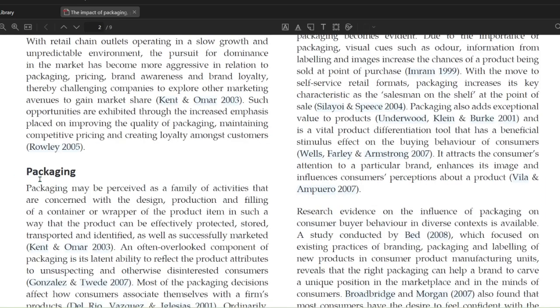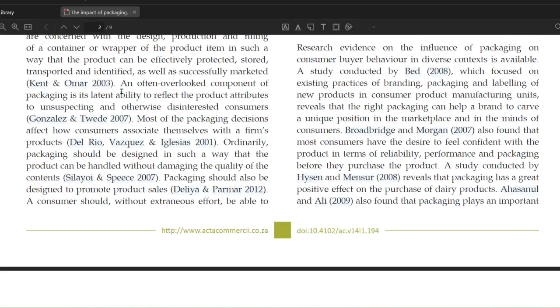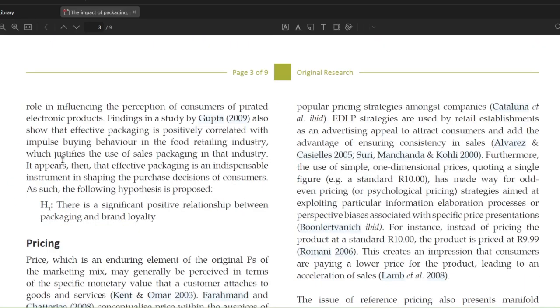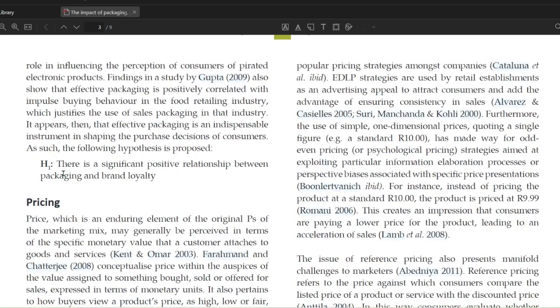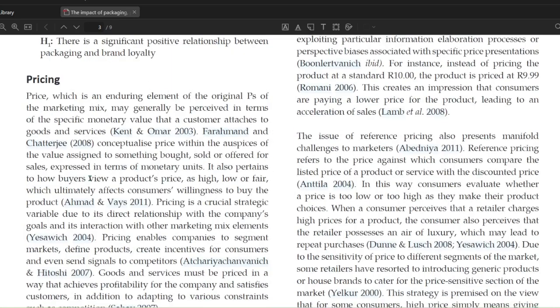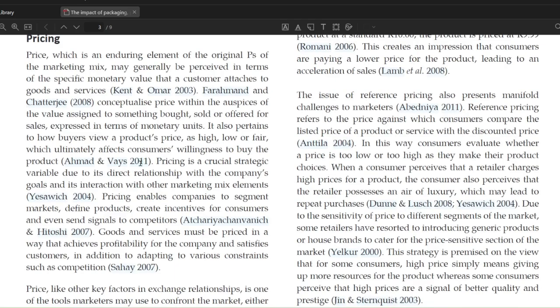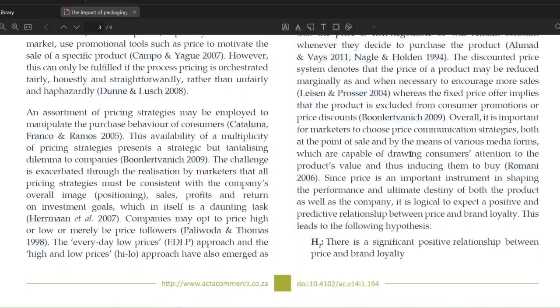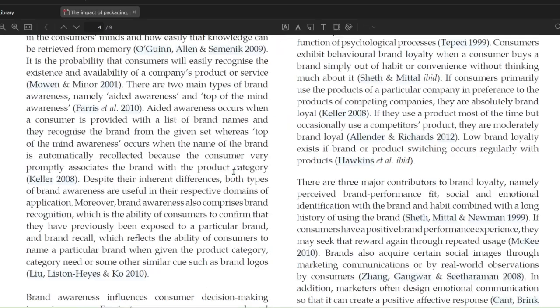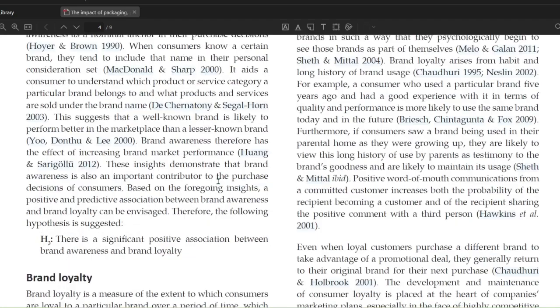Here, they first talked about packaging. After giving related information about packaging, they have given their hypothesis: there is a significant positive relationship between packaging and brand loyalty. Then the same work is done with pricing. They first said about price, and then they made the hypothesis here, and brand awareness can also be found here.